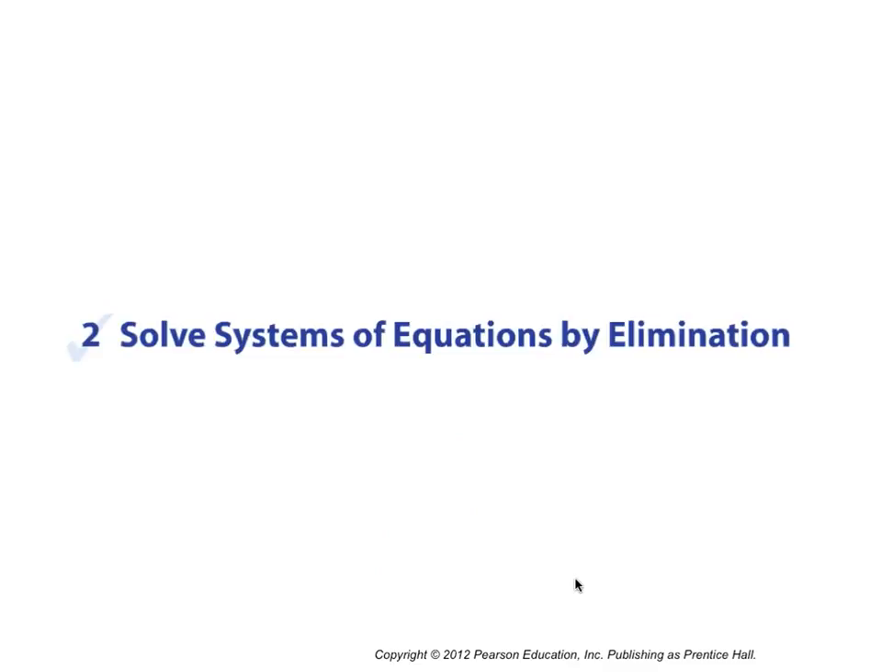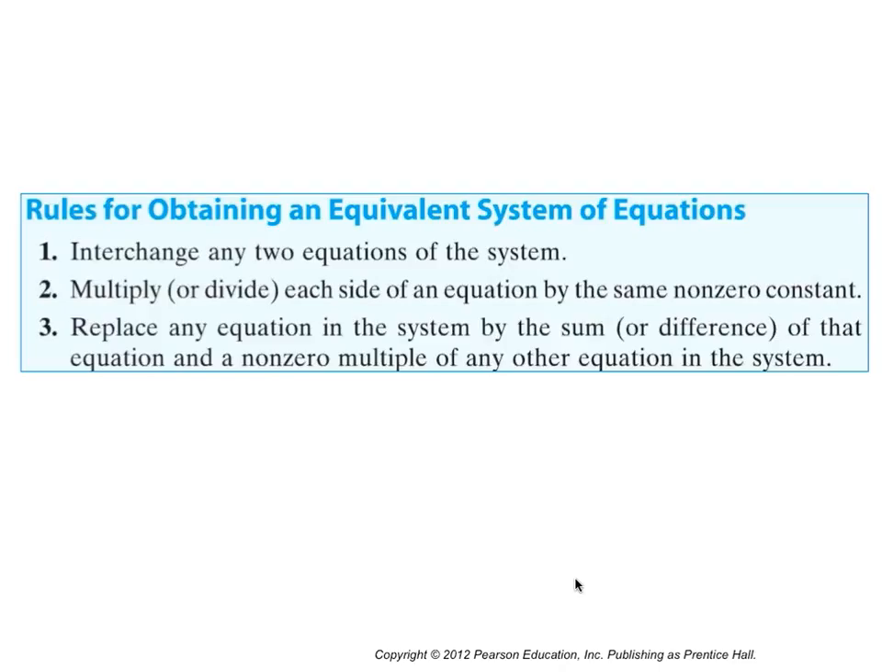Okay, now we can also solve systems of equations by elimination, which is the method that we're going to use when we have 3 equations and 3 variables. So there are a couple of rules that we have to kind of stick with. One thing you can do is interchange any 2 equations in the system.